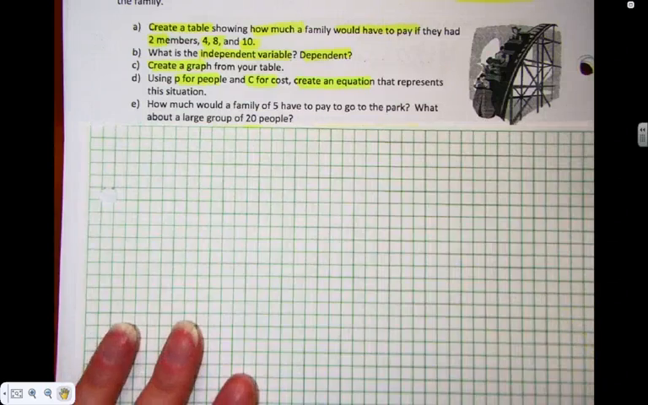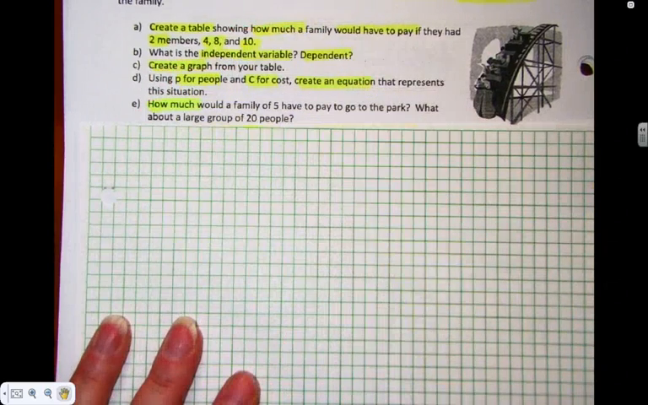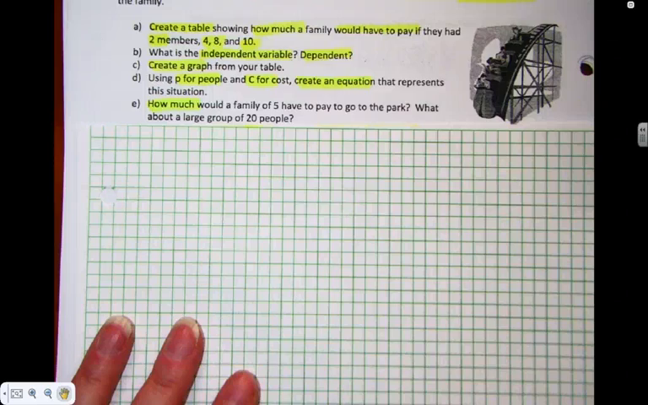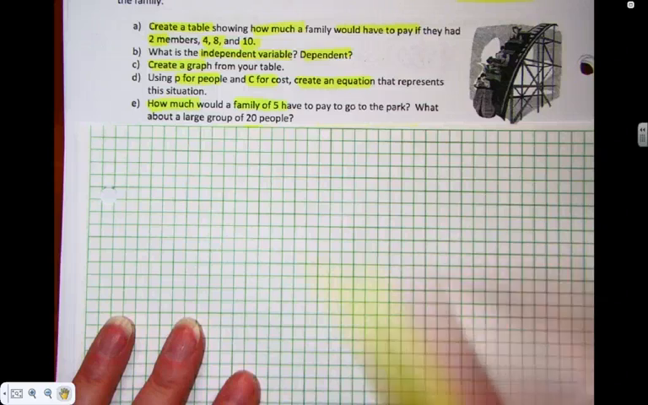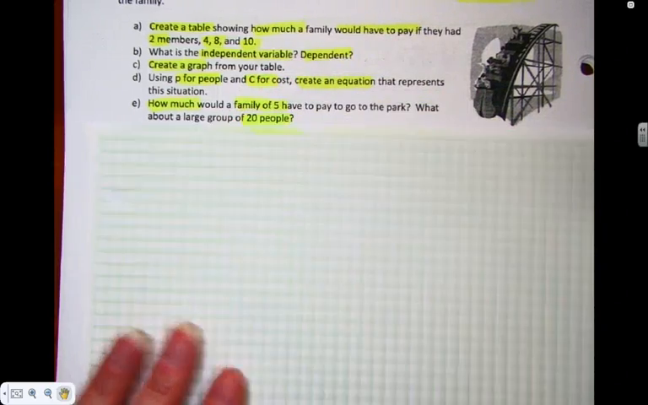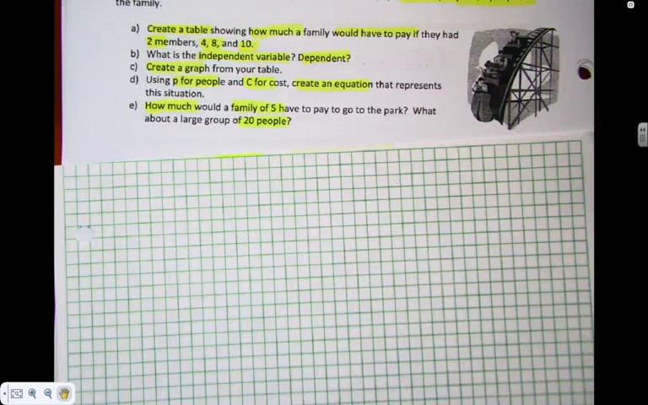Part E, how much, family of 5. $20 people. Do you see the similarities already between the questions? Guess what? When we draw this graph, I don't want to spoil it, but what kind of graph is it going to be? Cameron.